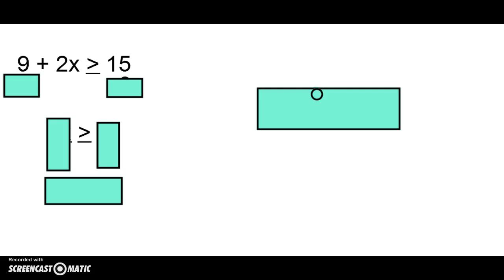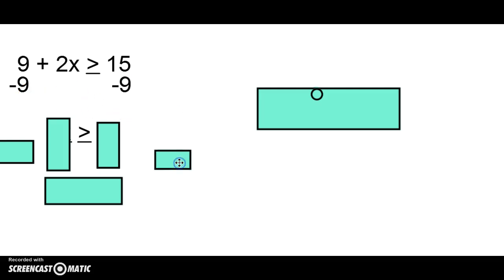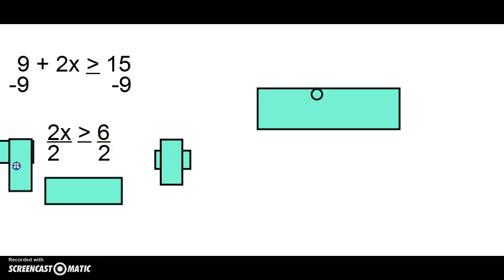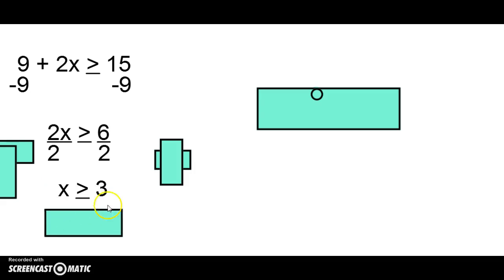Next equation, 9 plus 2x is greater than or equal to 15. Just like before, you look and say, oh, it's a positive 9. I need to undo that and move it to the other side. Subtract 9. Those two cross out. Subtract 9 on the other side. 15 minus 9 is 6. Then for 2x, you want to get the x alone, so divide by 2. Divide by 2. X is greater than or equal to 3.